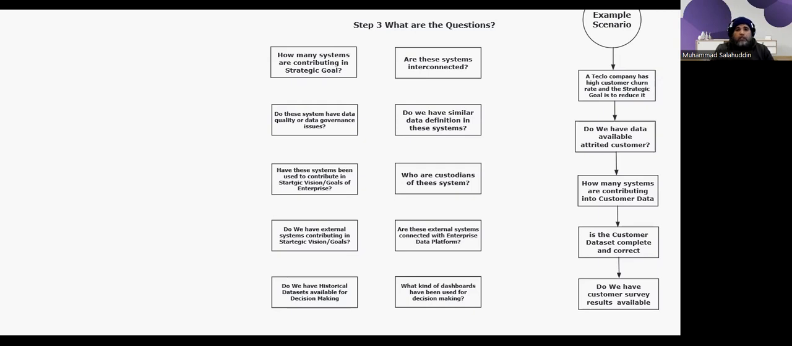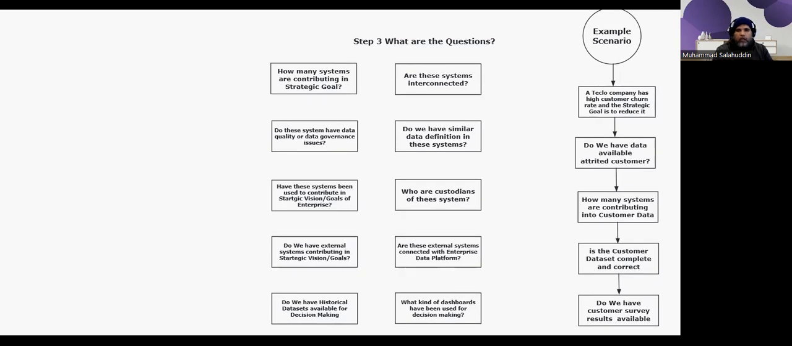Do we have external systems contributing to the strategy? Sometimes, for example, a survey system. Let me quickly come back to my scenario where we want to decrease the churn rate. In order to identify the root cause or improve it, we need to know the survey responses of the customers who are leaving our business, who are leaving our product. Are they providing responses to our survey? Is there anything we can get from them in terms of feedback?